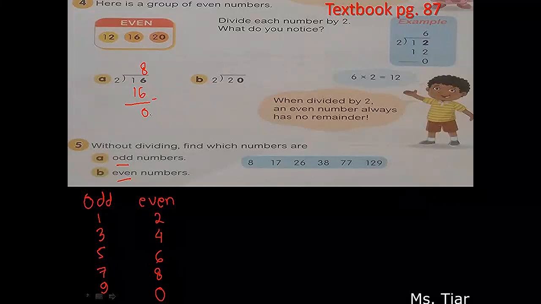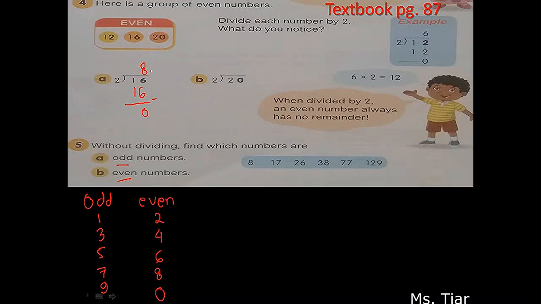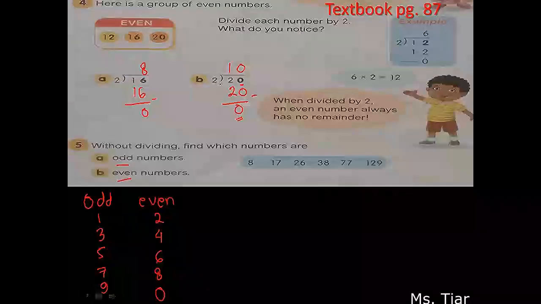See? So even number, if you divide it by 2, you will get the result and you will get no remainder here. The same like question B. The last digit is 0 over here. 20 divided by 2, we get, yes, 10. 10 times 2 is 20. You subtract it, you get 0. Again, no remainder. So even number has no remainder if you divide it with 2.